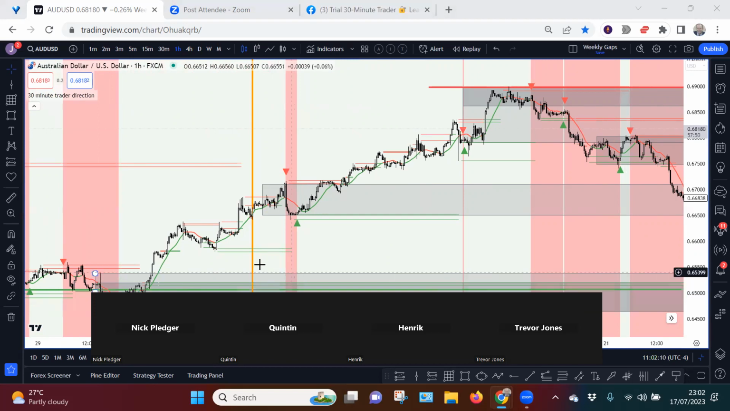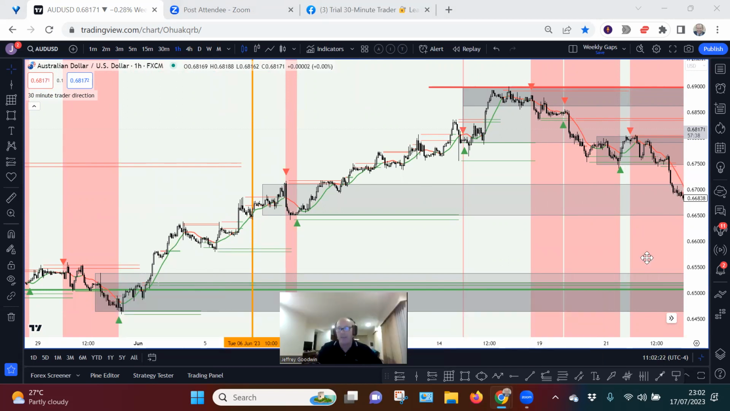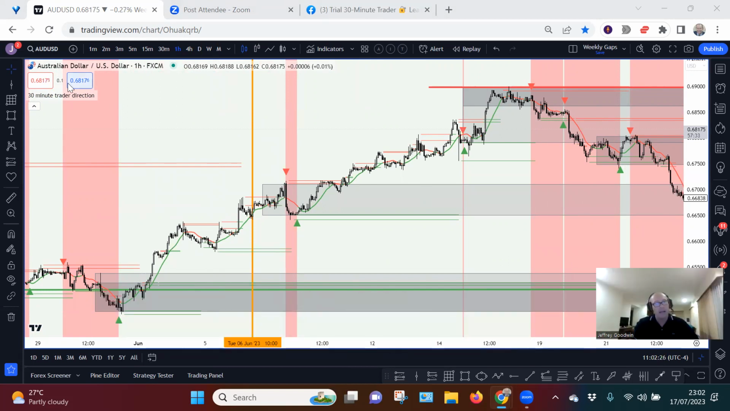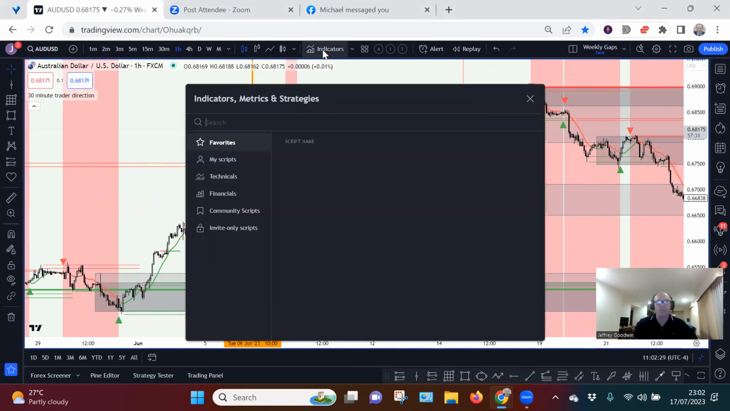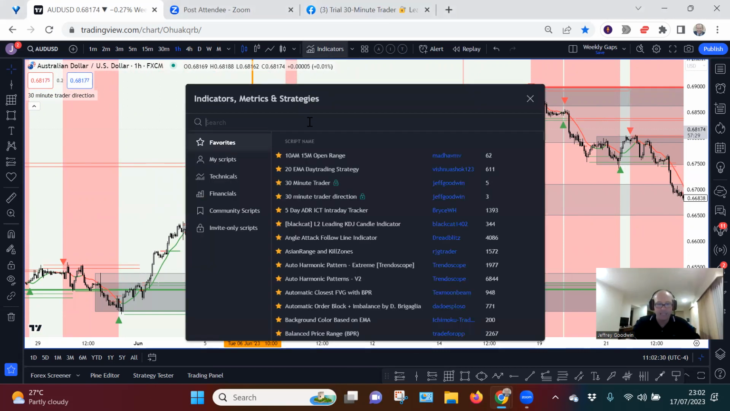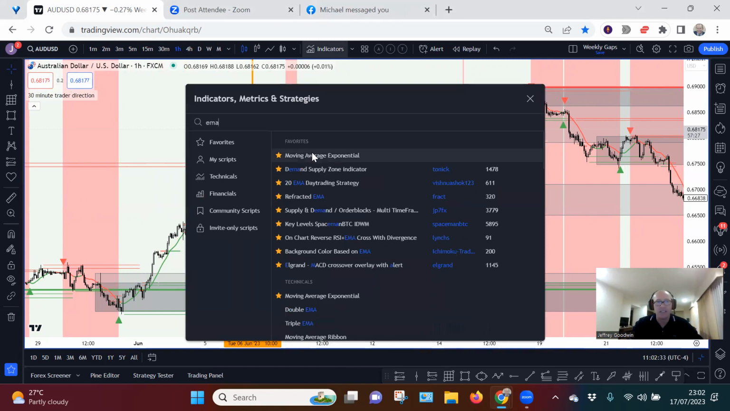Now, we've also got break of structures built into this. So if you're in that long buy, guess what you could do? This is a simple strategy. Super simple. It's part of the 30-minute trader program. You put that on and then you simply do this. A simple EMA. There's nothing fancy. You can build this yourself.